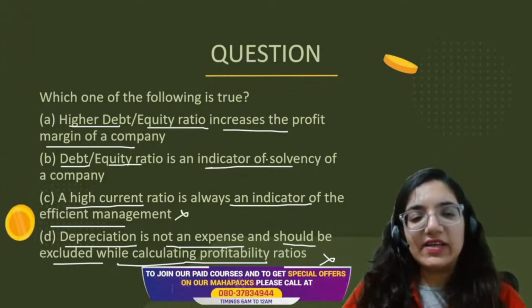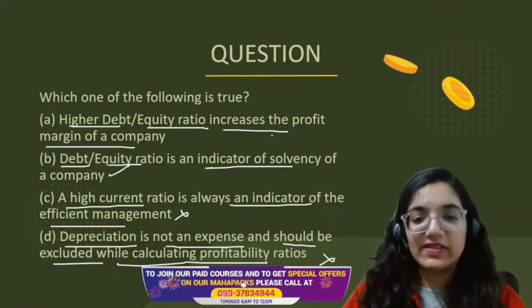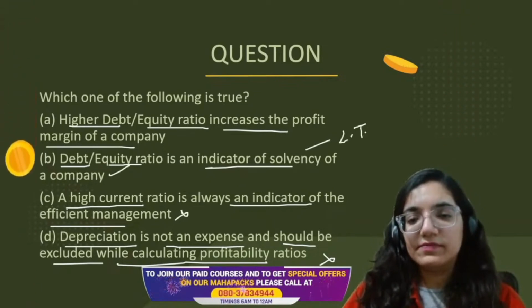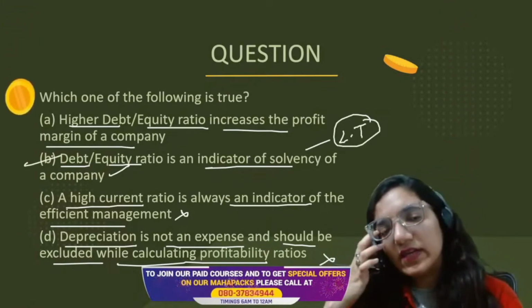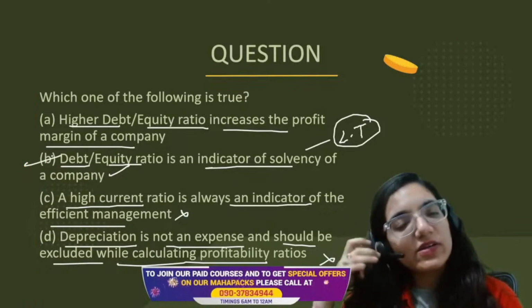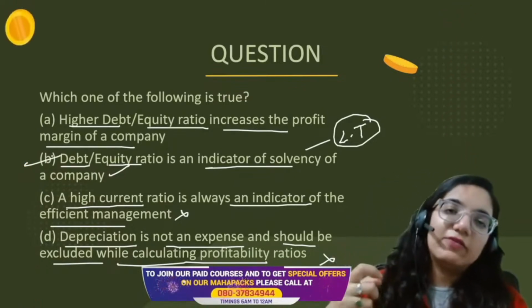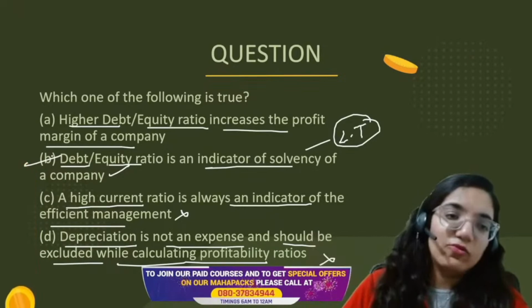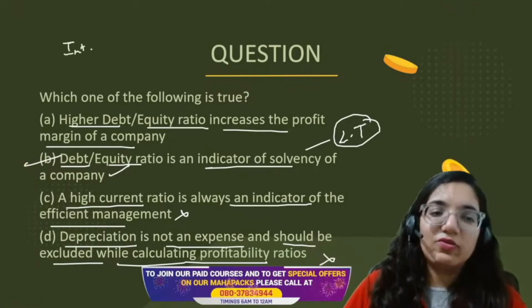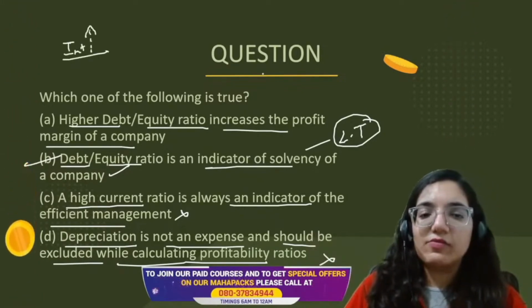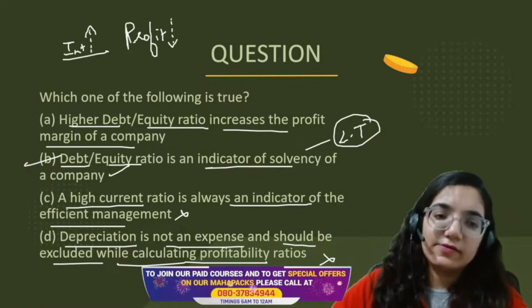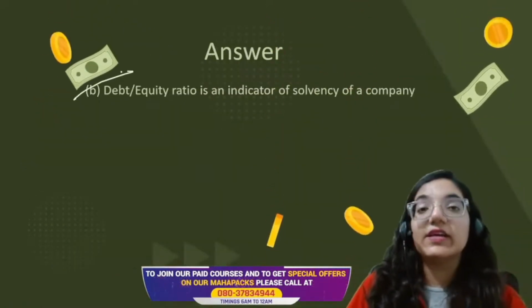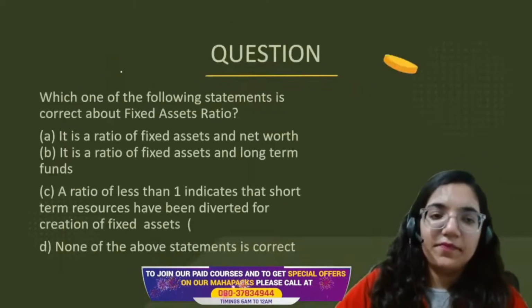Debt equity ratio is an indicator of solvency. This is true. It's a part of solvency, and that too long term, not short term. So we have got the answer. Then comes higher debt equity ratio increases the profit margin. No, higher debt equity means we have taken way too much debt. More debt means our interest would be more. If interest expense is more, our profit would be less, because if expenses increase, our profit falls. So it is B. Next point.